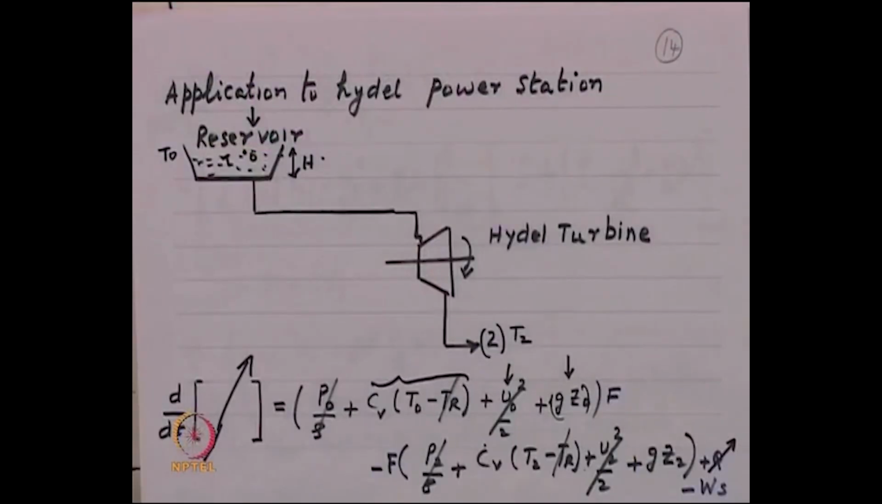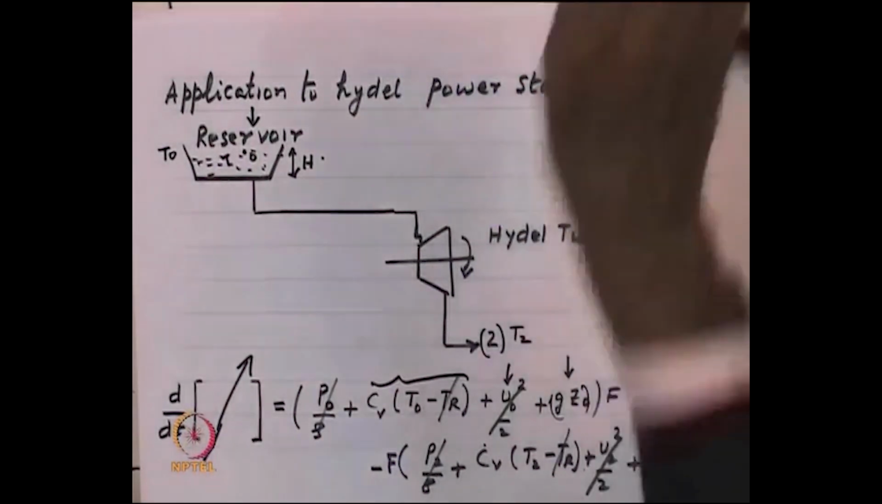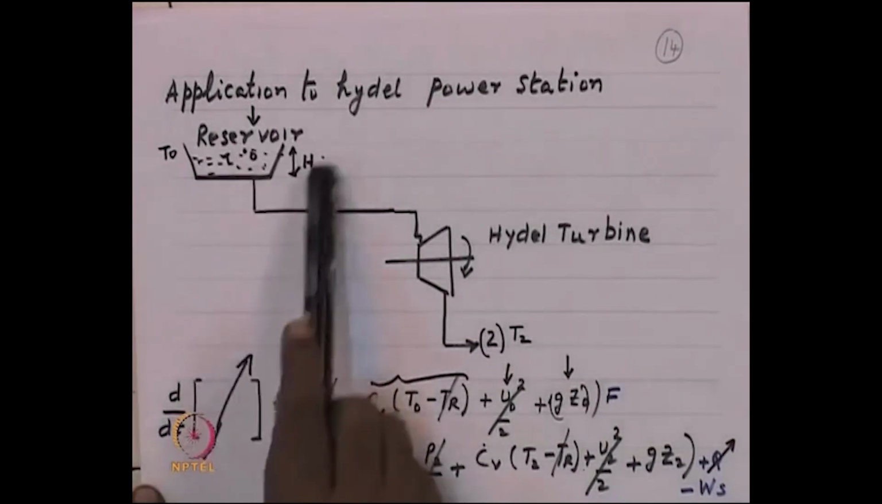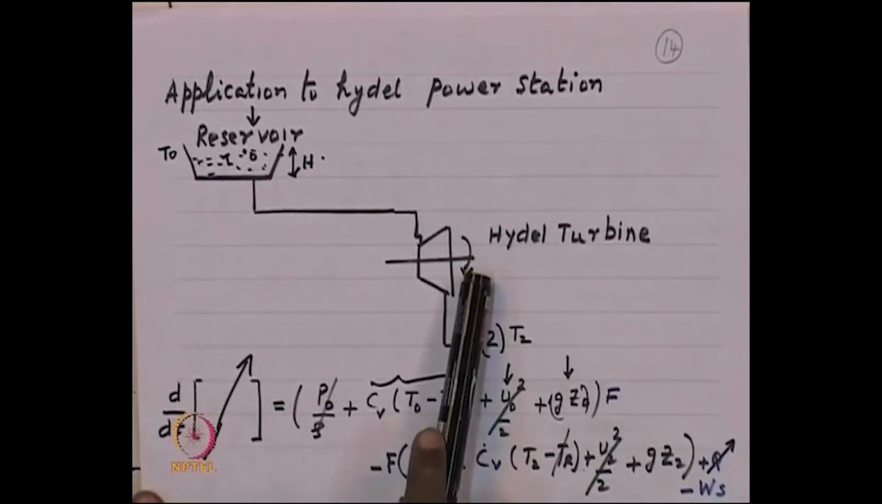Just to understand this, let us just look at a hydel turbine. So, what is a hydel turbine? You have a reservoir which has water, a huge quantity of water. It is available at a certain height h, so that you can use that potential energy to run a turbine.